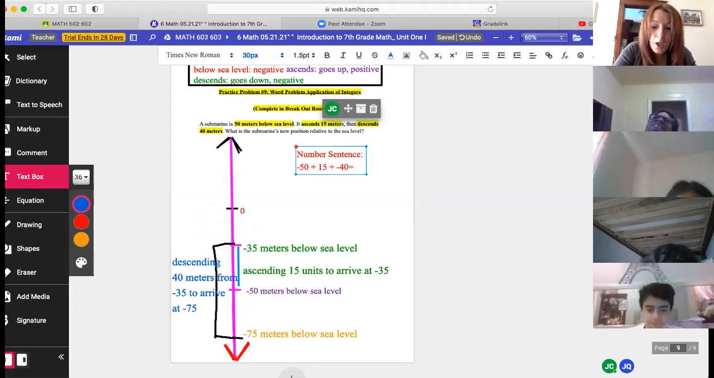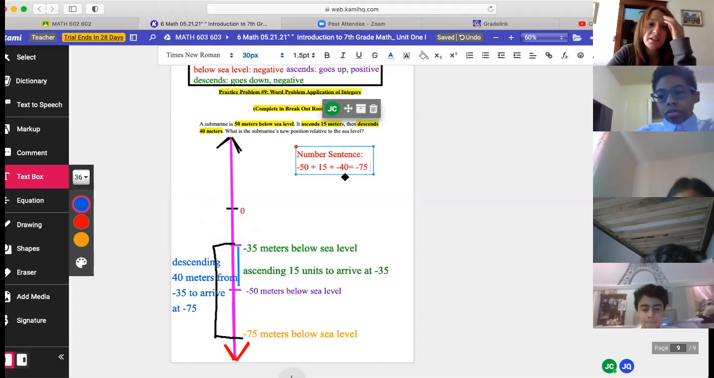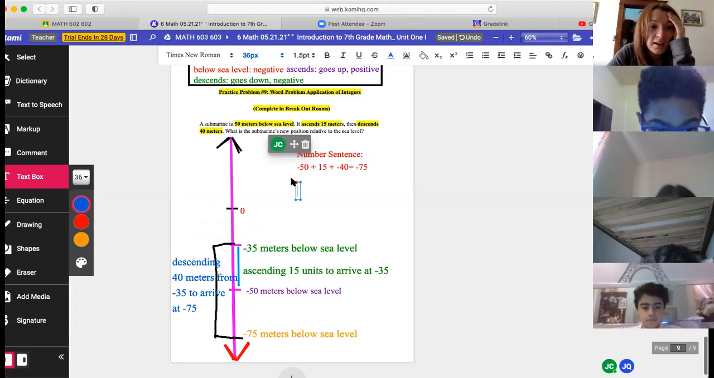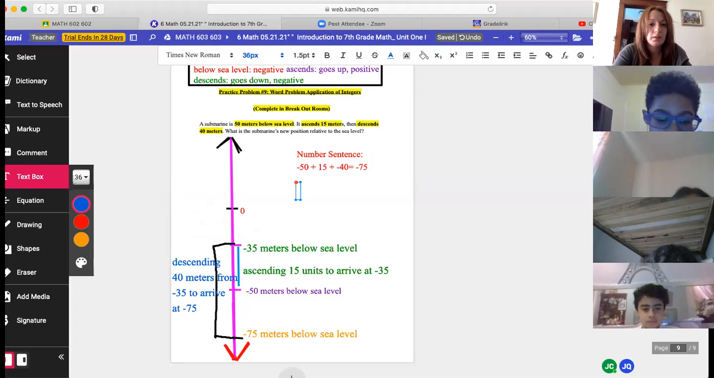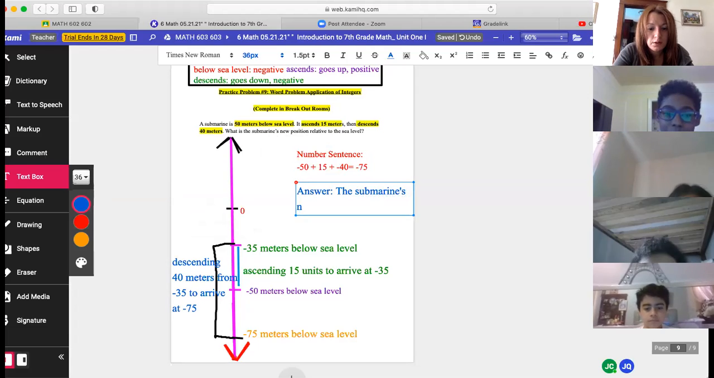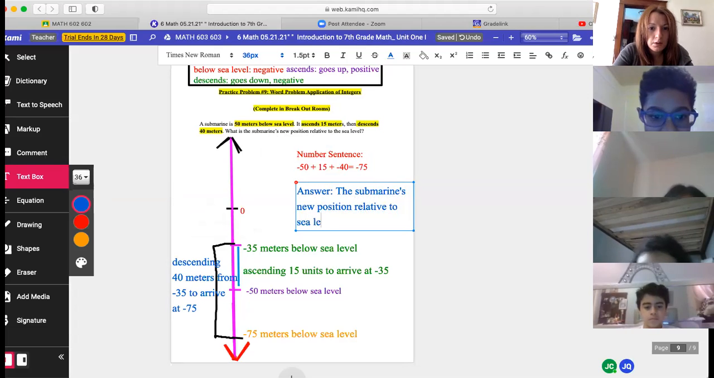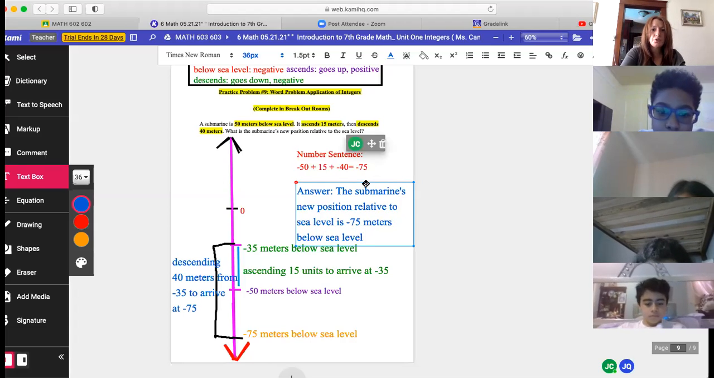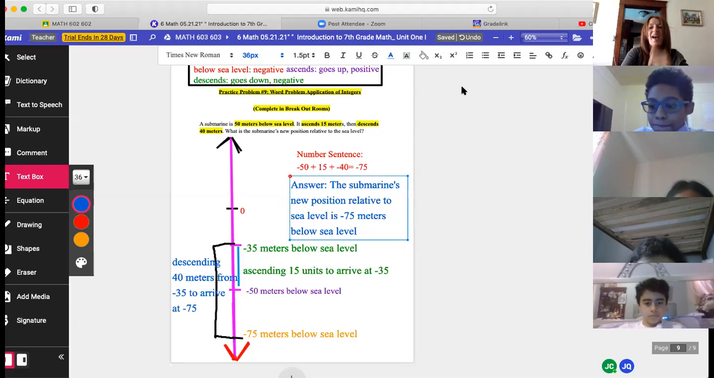So who can give me the full sentence? What's the submarine's new position relative to sea level? How can we restate that to make it like ELA? Submarine's new position relative to sea level is negative 75 meters. Good. Is negative 75 meters above or below? Below sea level. Do you see how easy that was? You guys just did 7th grade math like that.